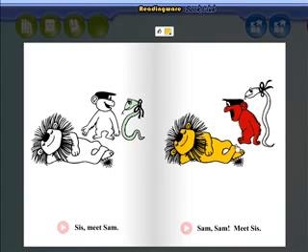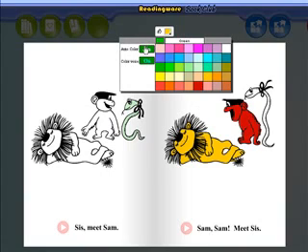Different colors, different objects, different directions of the coloring, it's all pulled randomly. We can also come up, click on the paint bucket, and turn that function off. We'll leave it on for right now.